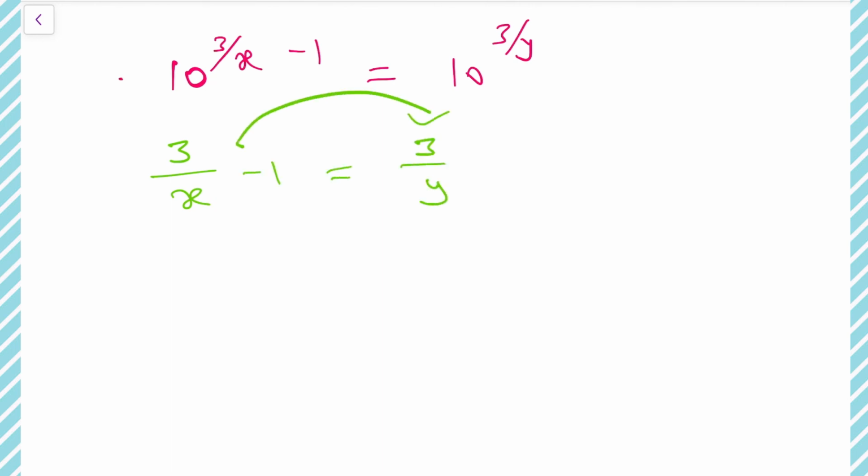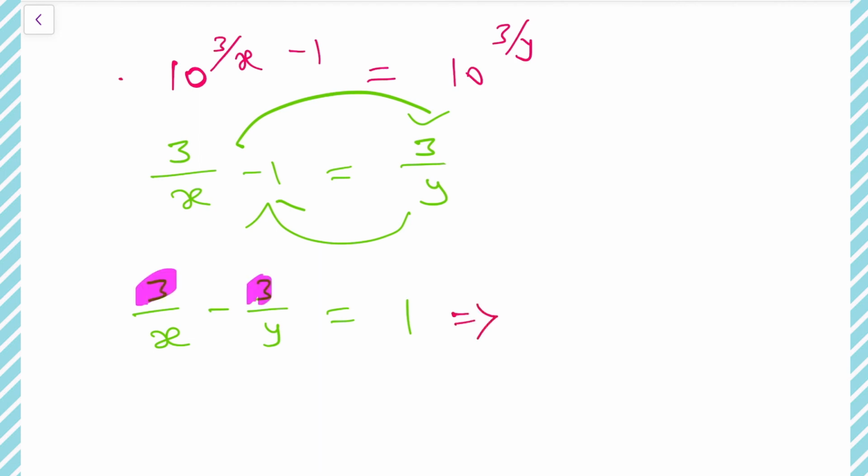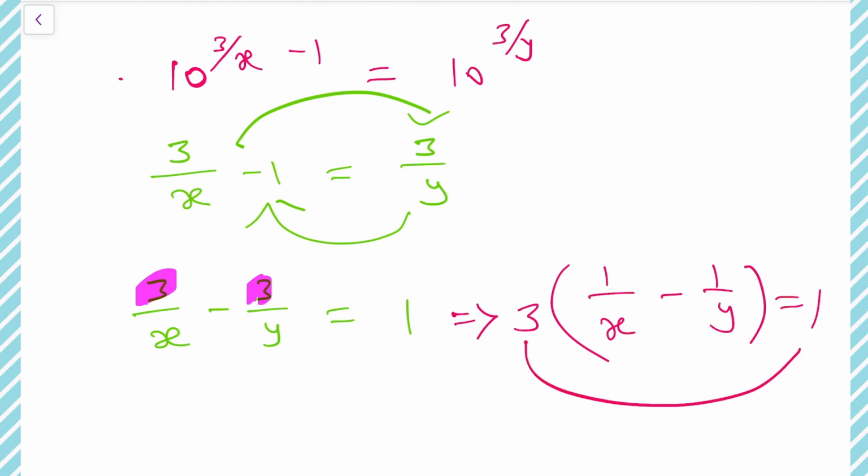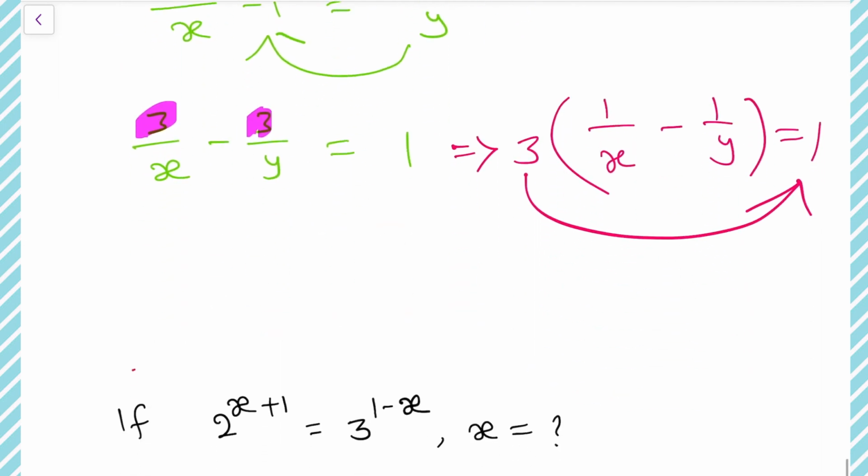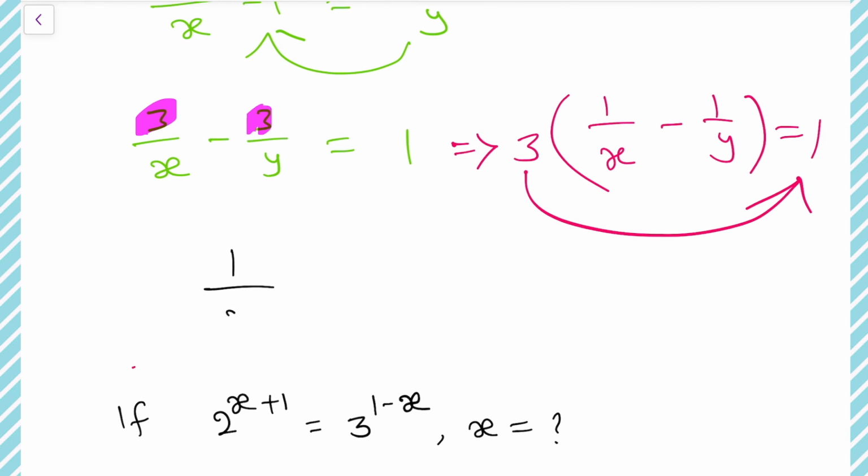Take minus 1 to the right side and bring 3/y to the left side. So 3/x as it is, plus 3/y will become minus 3/y, equals minus 1 will become plus 1. From the left side, here in the numerator 3 is there, here also in the numerator 3 is there, so I will take out 3 as the common. Then we remain with 1/x - 1/y = 1. Now take 3 to the right side, then it will become division. So we get 1/x - 1/y = 1/3.